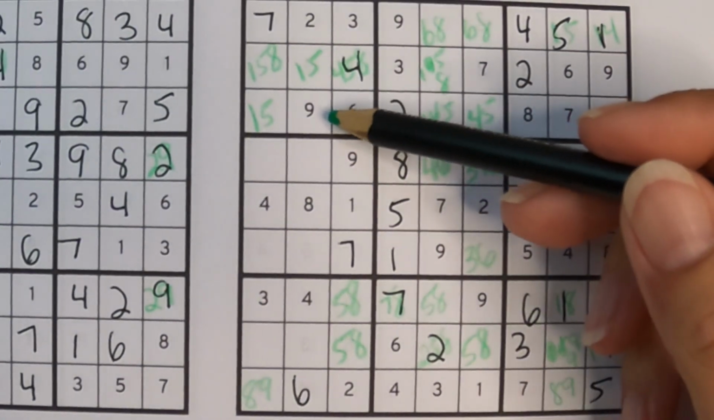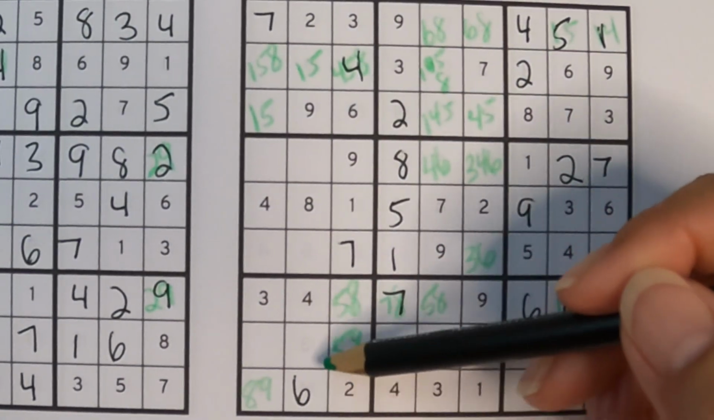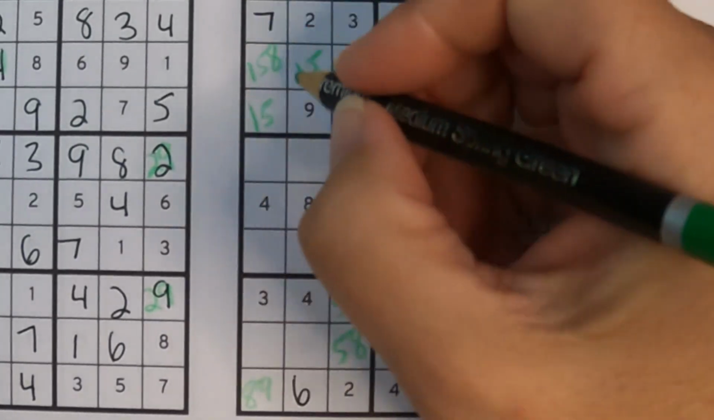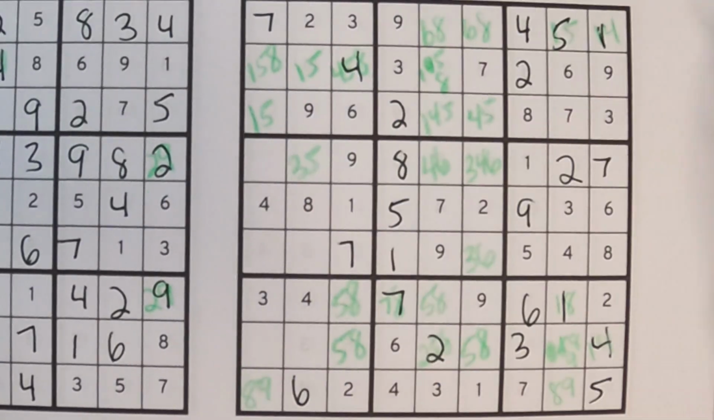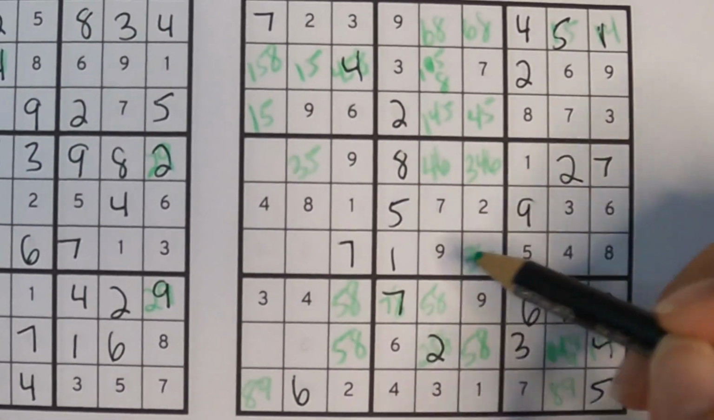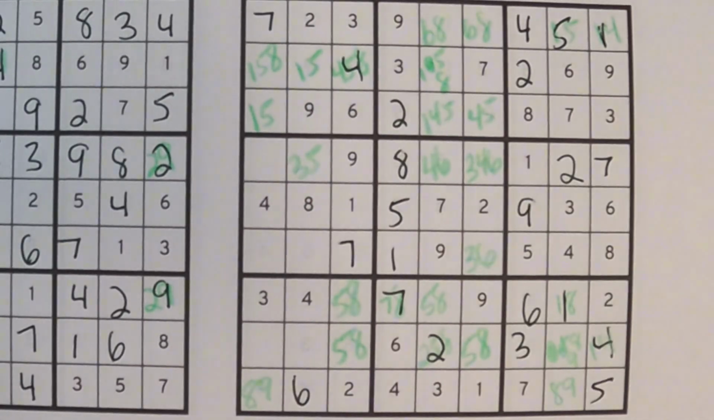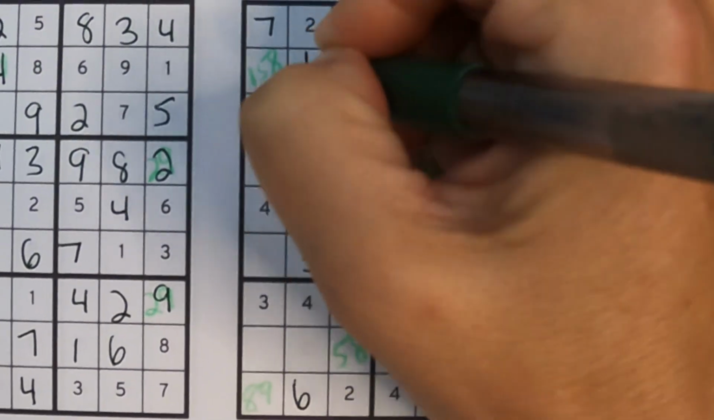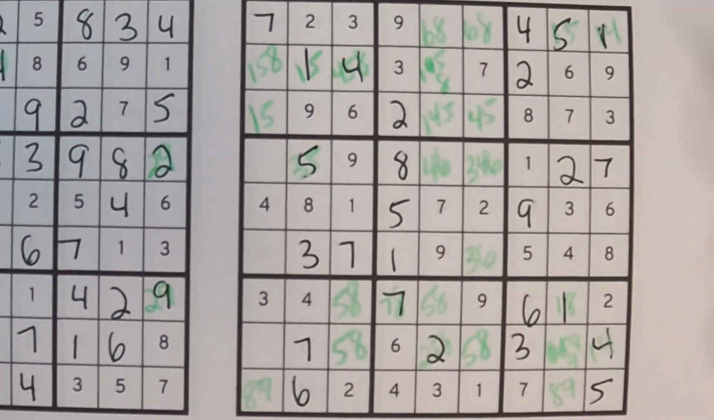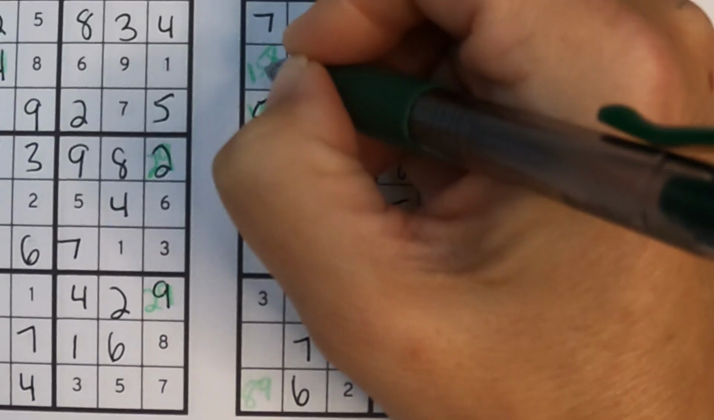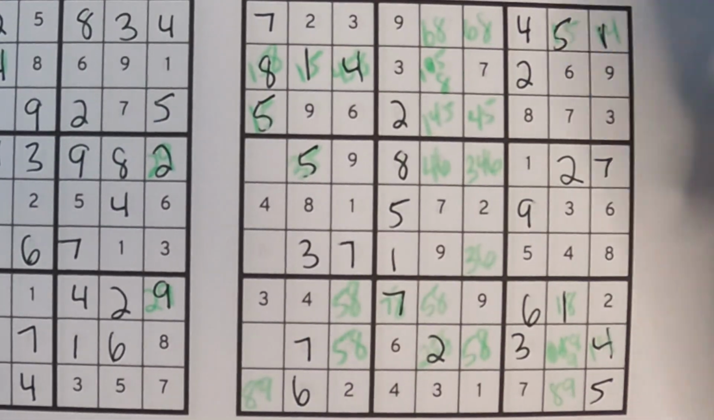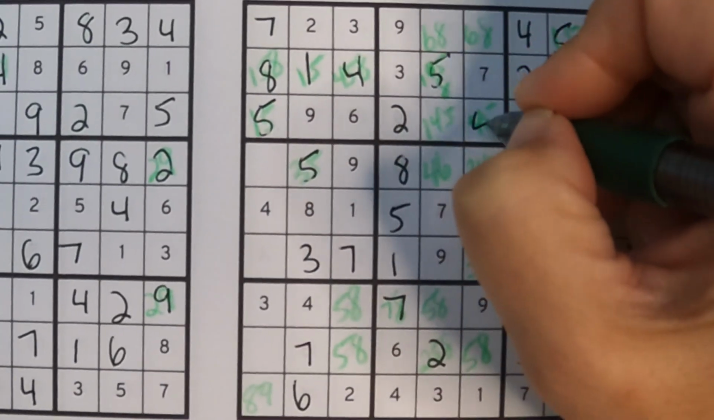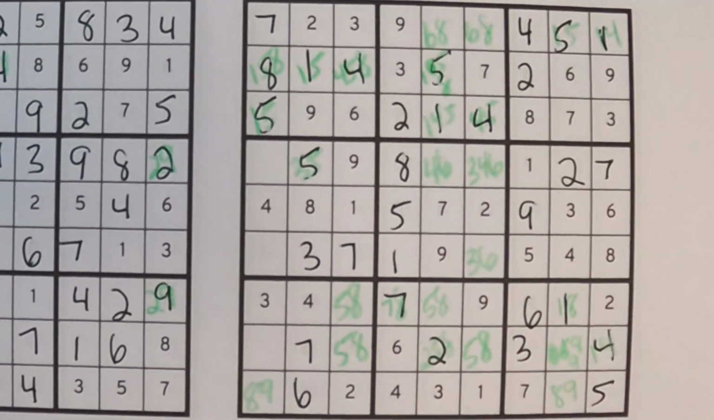For this column, we're missing 1, 3, 5, and 7. We've got 1 and 7 here, so 3, 5. 1, 5, and 7 here, so this is our 3. That makes this our 5, 1, 7. That 1 makes this our 5, 8. That 1 and 8 makes this our 5. That 5 makes this our 4, 1.